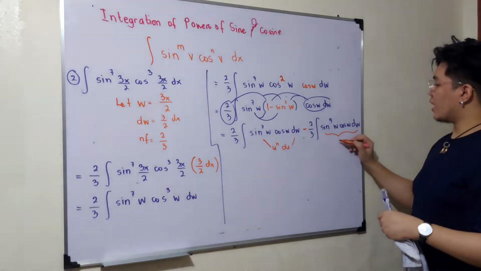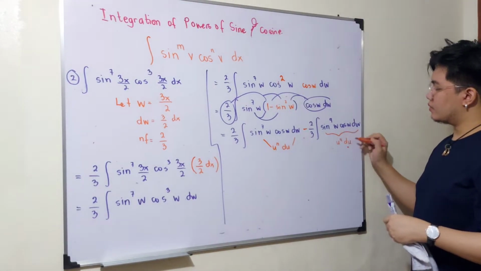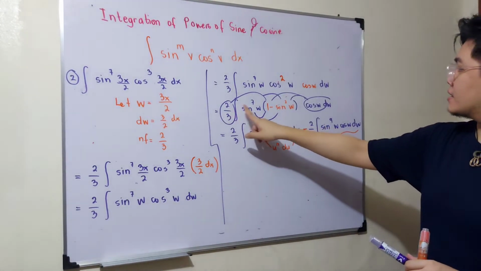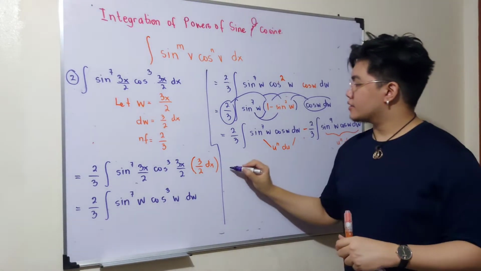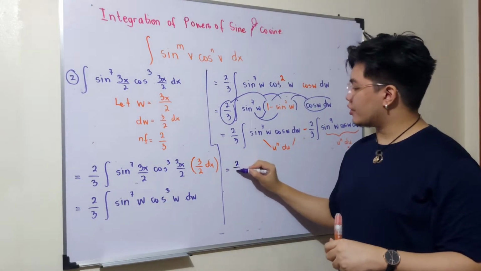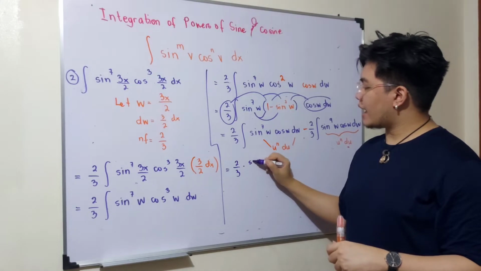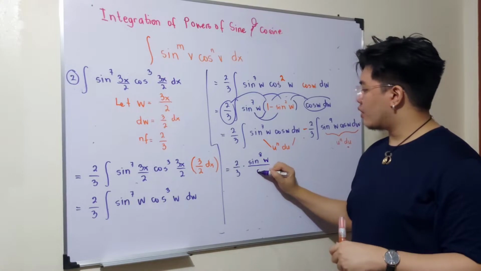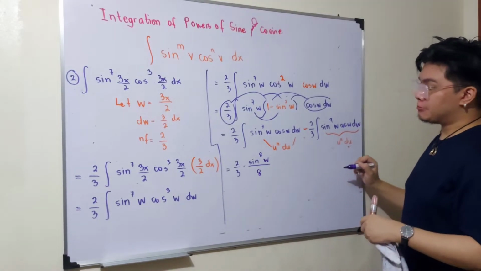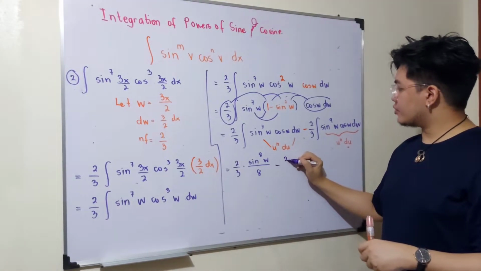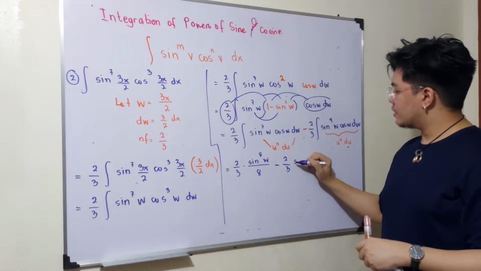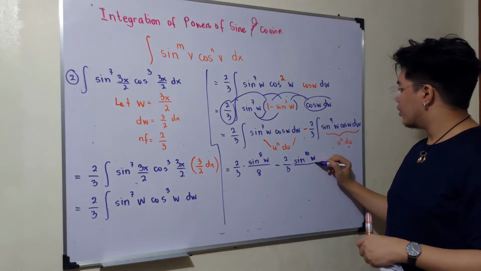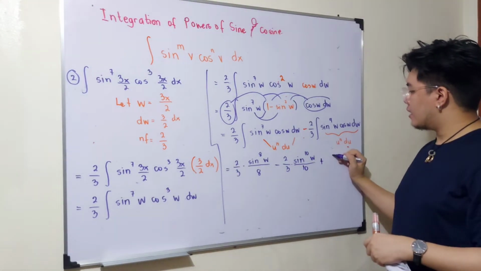Tapos ito rin, u raised to n du. Okay, integrate na tayo. Tama ba yung 2/3? Okay. So, integrating the terms, we have 2/3 times sine raised to 8 W over 8 minus 2/3 times sine raised to 10 W over 10 plus C.